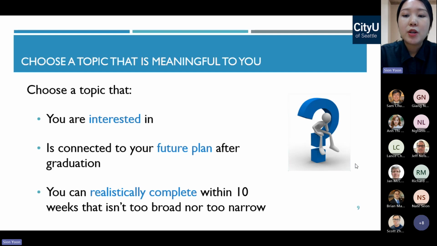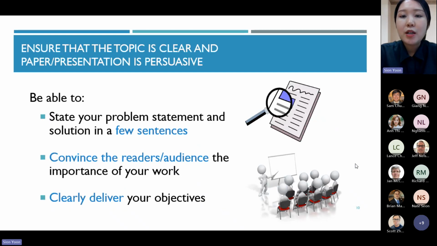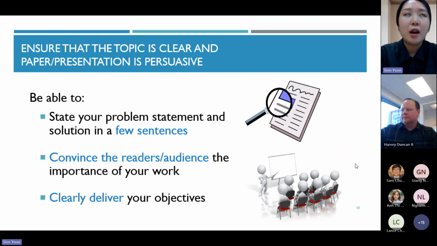And moreover, make sure your topic can be realistically completed within 10 weeks, and that it isn't too broad or too narrow. In other words, shape your topic and set goals that are notable but yet feasible, because time goes really fast and 10 weeks will fly by. And so start small and expand as you progress. And ensure the topic is clear and you are able to state your problem statement and solution in a few sentences. If your objectives are not clear, you're going to go all over the place in direction.